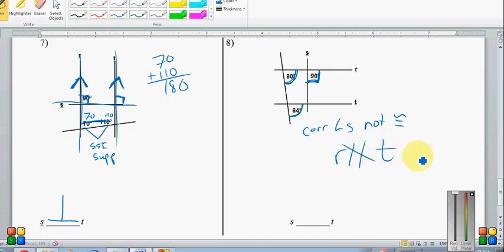So R is not parallel to T, which means that S cannot be perpendicular to T because it's perpendicular to R, and this would not be a 90-degree angle since these are not parallel lines. So here, S is not perpendicular to T.